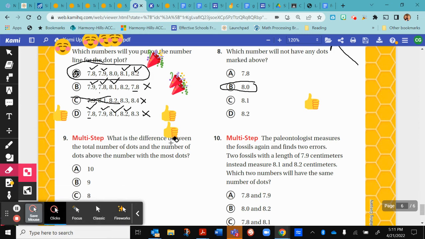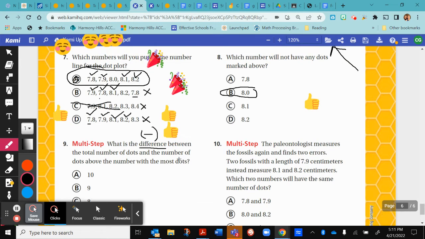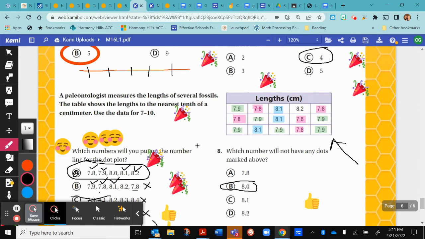All right, so what is the difference between the total number? Okay, difference. Guys, look at that. What operation are we looking at? You're right. I'm going to put my subtraction sign right above it. What is the difference between the total number of dots and the number of dots above the number with the most dots? All right, so how many dots are we going to actually have?